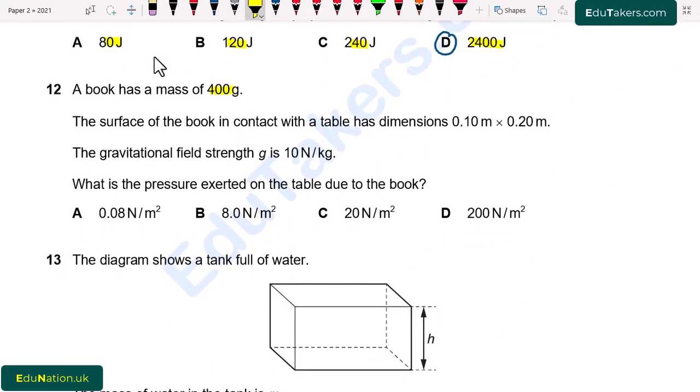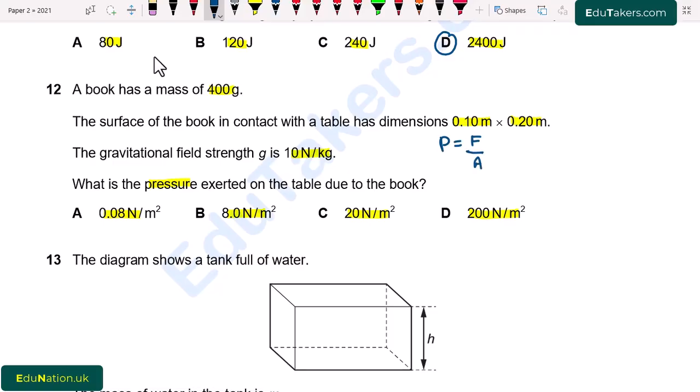Question number 12. A book has a mass of 400 gram. The surface of the book in contact with the table has dimensions of 0.10 meter multiplied by 0.20 meter. The gravitational field strength g is 10 Newton per kilogram. What is the pressure exerted on the table due to the book? So here we have to find the value of the pressure. Option A is 0.08 Newton per meter square, B 8.0 Newton per meter square, C 20 Newton per meter square, and D 200 Newton per meter square.